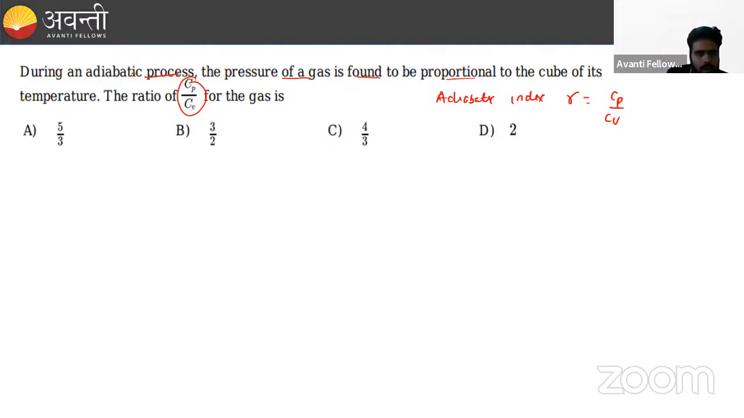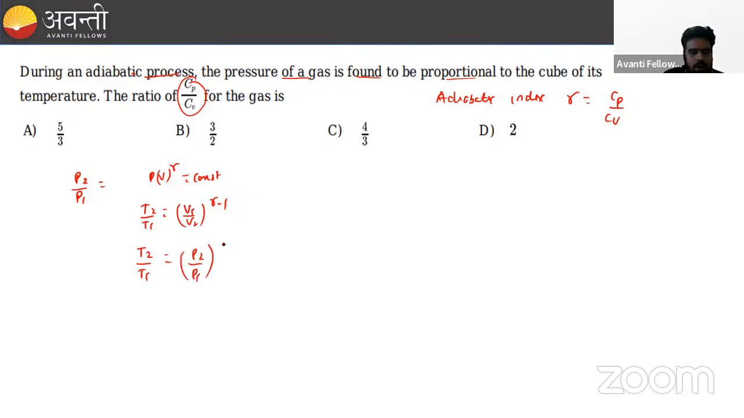There are three formats of the formula. What are the three formats? The first format is PV raised to power gamma equal to constant. The second format is T2 upon T1 equal to V1 upon V2 raised to gamma minus 1. And the third and last format is T2 upon T1 equal to P2 upon P1 raised to gamma minus 1 upon gamma.